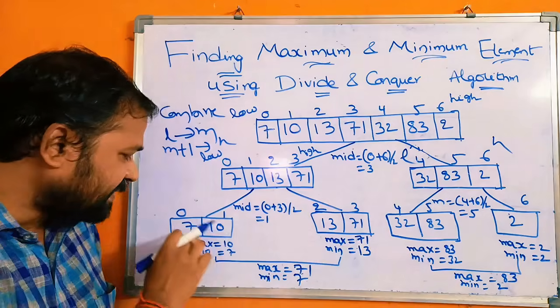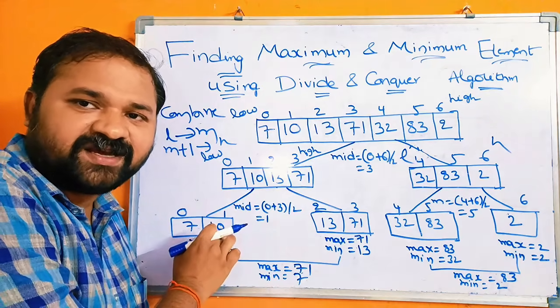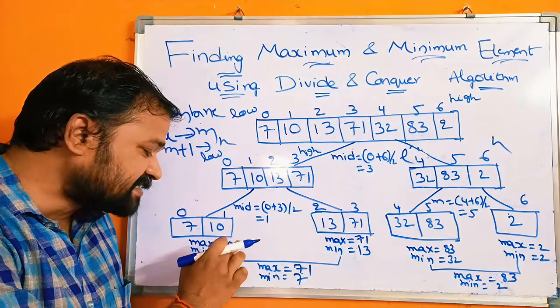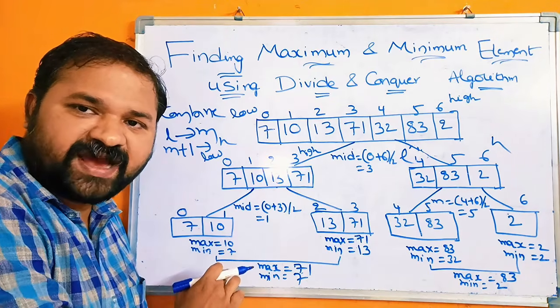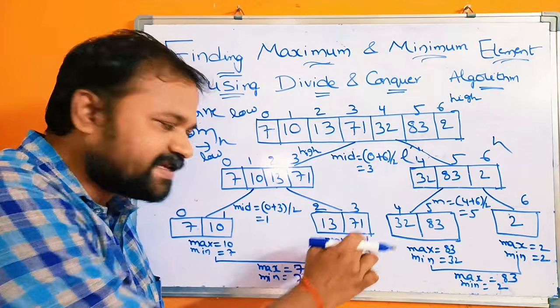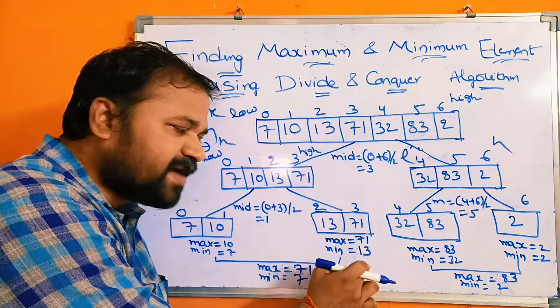Okay. So let us see here. Here the list contains 7 and 10. So compare 7 and 10. Which is the maximum value? Which is the minimum value? Maximum value is 10, minimum value is 7. Okay. If you take the second list, 13 and 71, what is the maximum value? Maximum value is 71, whereas the minimum value is 13.